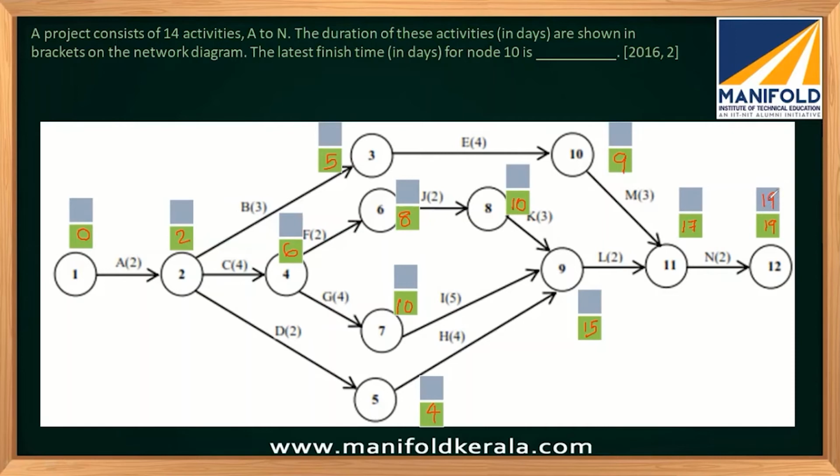So we will do the reverse passing, so backward passing. So 19 minus 2, 17, and 17 minus 3 will give you 14. So that is what was asked, the latest finishing time for this node 10. So latest finishing time for this node 10 will be 14. So this is also not a tough question, very simple question. So you can get the answer.